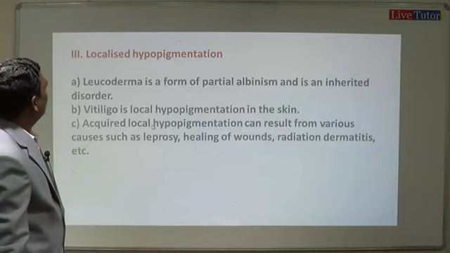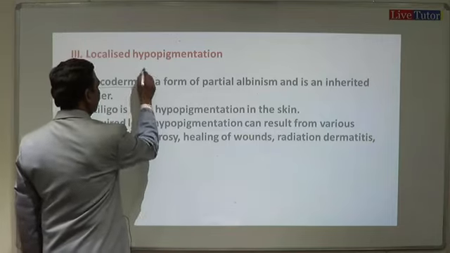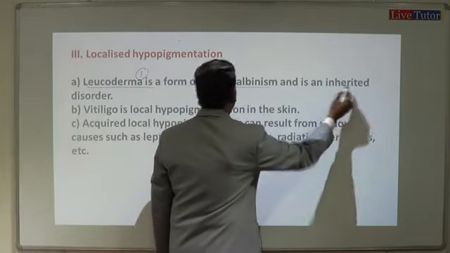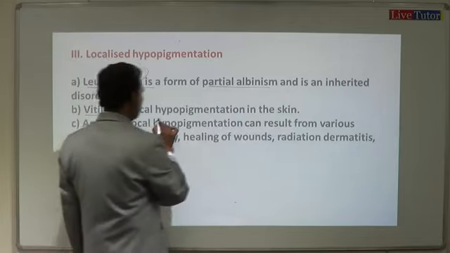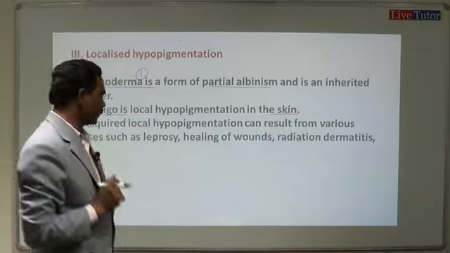Let's go to localized hypopigmentation. See here, leukoderma is a 1-mark question. It's a partial albinism. Remember, partial albinism is an inherited disorder. Vitiligo is local hypopigmentation in the skin, with white color patches here and there.